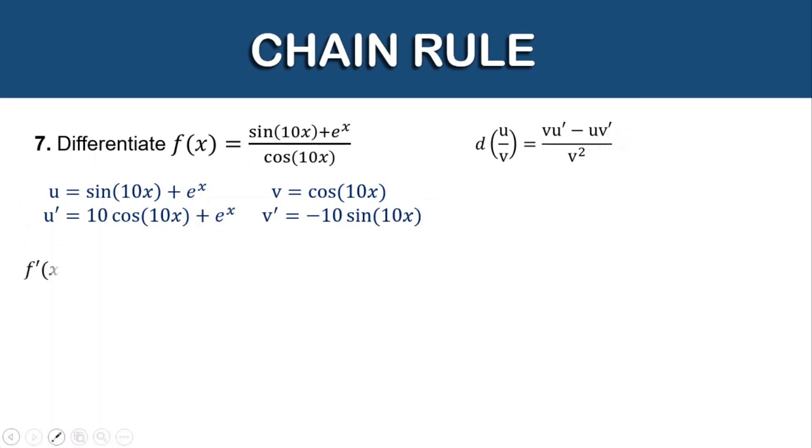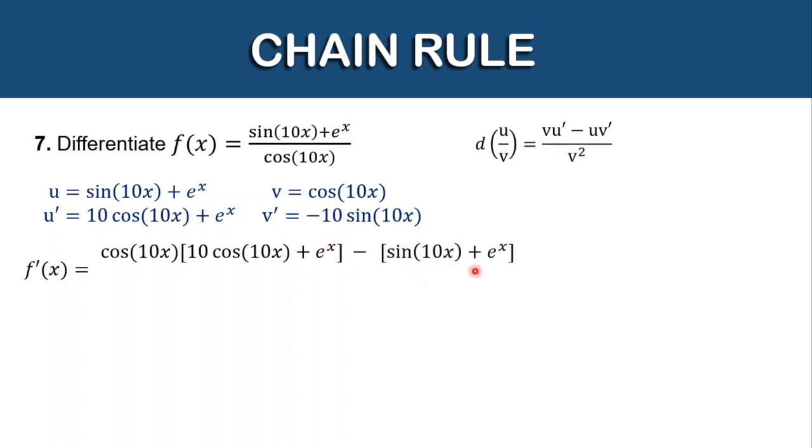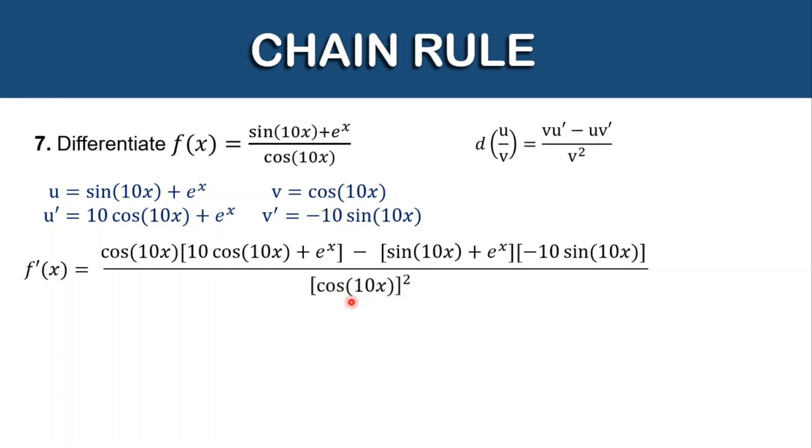We have f prime of x is equal to v. Ang v natin is cosine 10x. Ang u prime natin is this. So, multiplied by 10 cosine 10x plus e raised to x. Minus u, which is sine 10x plus e raised to x, multiplied by v prime, or the derivative of v, which is negative 10 sine 10x, all over v squared. Ang v natin is cosine 10x, ayan, squared.